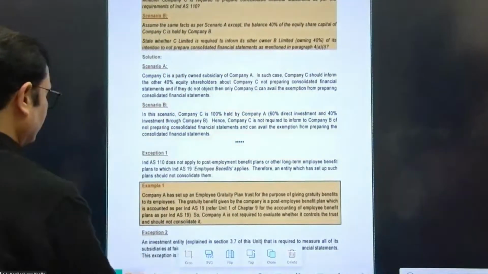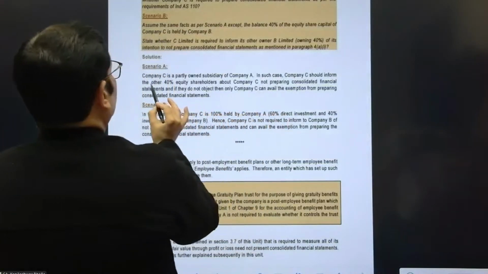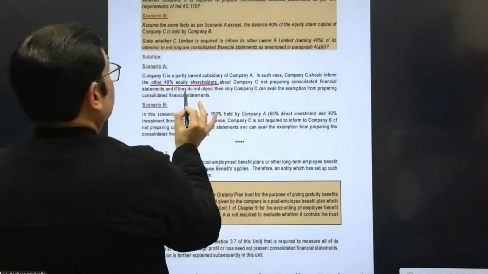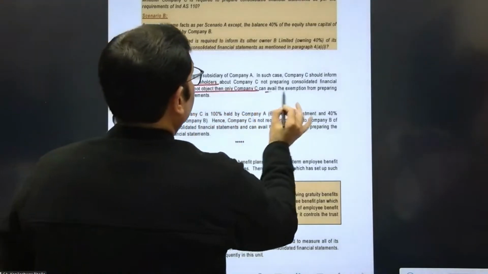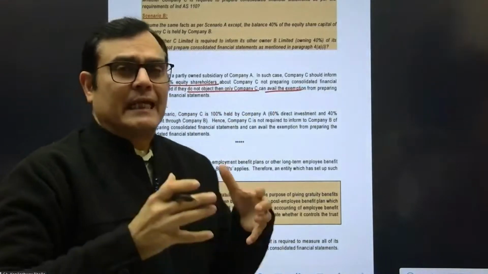So that's what is given in the answer out here as well. I'm just reading the inputs on scenario A. It says if the other 40% equity shareholders are informed and they do not object, only then can the parent avail the exemption in terms of making financials. Because as a parent, I would generally never object. If I'm a 100% owner in a company, I would never object. But I need to see that the NCI should also have no objection.